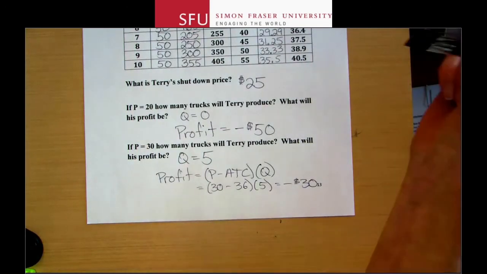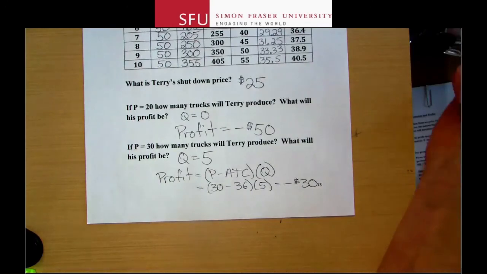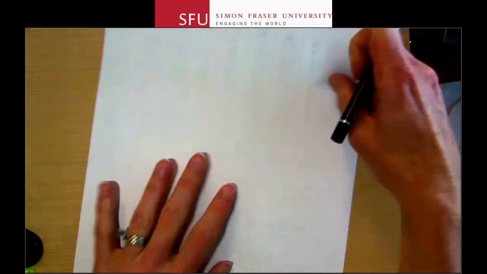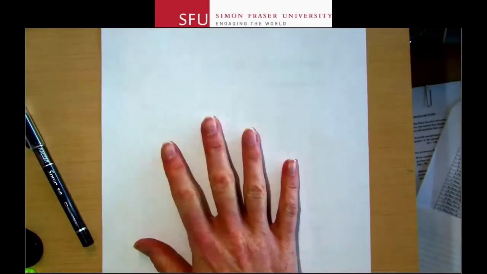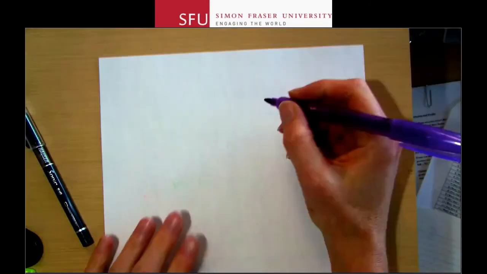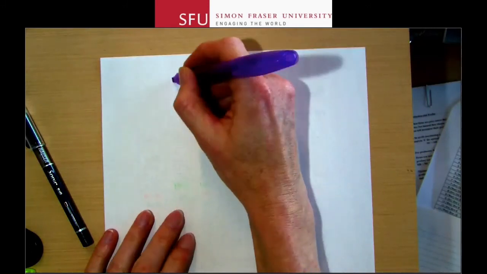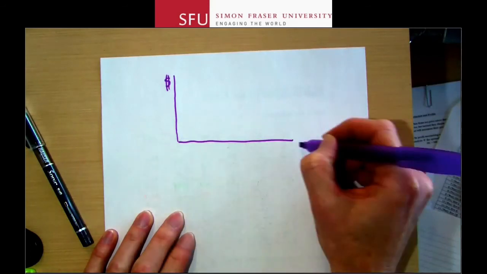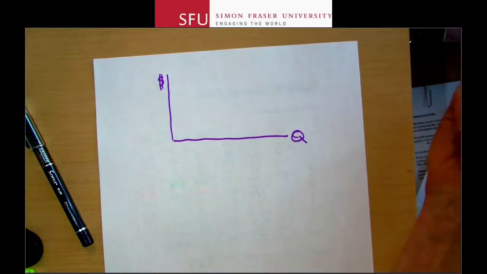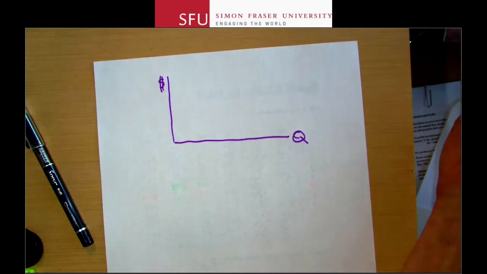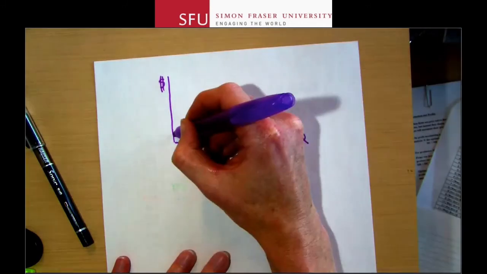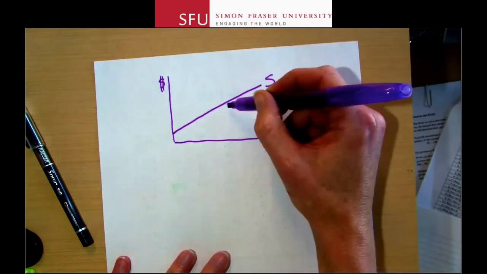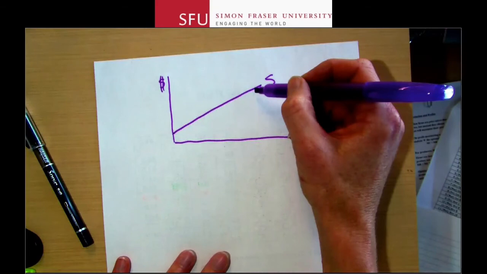So let's see. So the next thing to talk about is the supply curve. So let me just talk a little bit before we do the notes. Now, in chapter 3, you guys learned about the supply curve. And in chapter 3, you were given linear functions to graph the supply curve. And it would be a straight line like this, and it would just show that as the price goes up, then the quantity produced would increase.